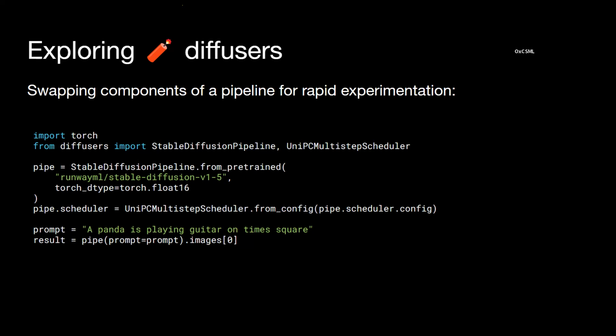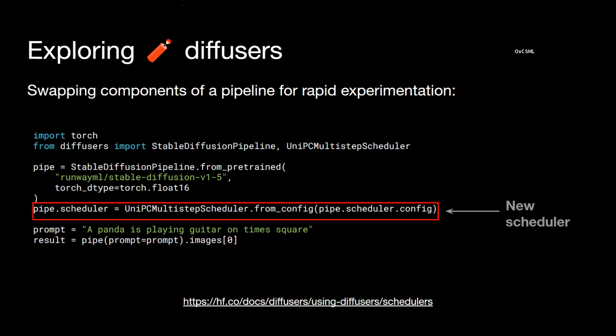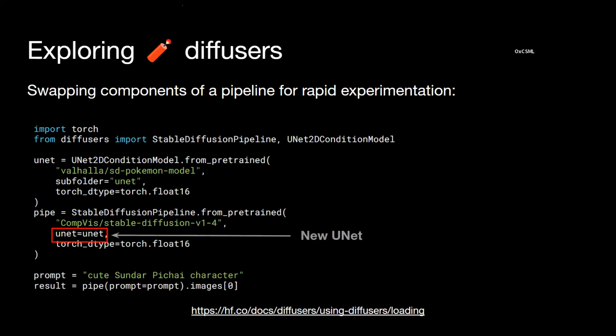Now let's see how we can do it. So let's say you wanted to swap out the default scheduler of a diffusion system. It's as easy as just setting the scheduler component of the loaded pipeline. If you wanted to use your fine-tuned UNet, it's also as easy as specifying the UNet component.